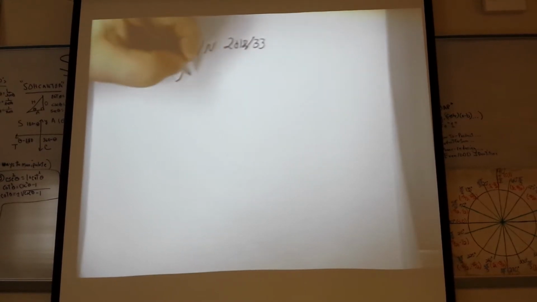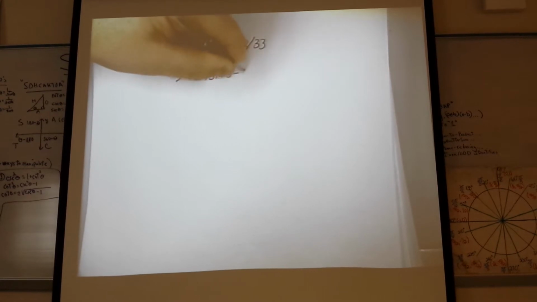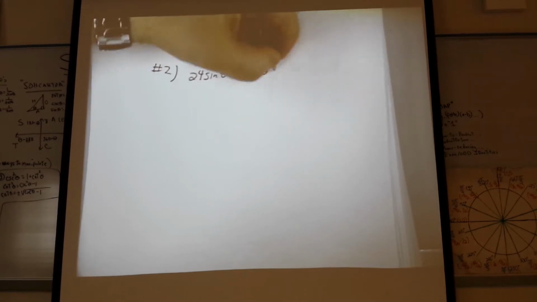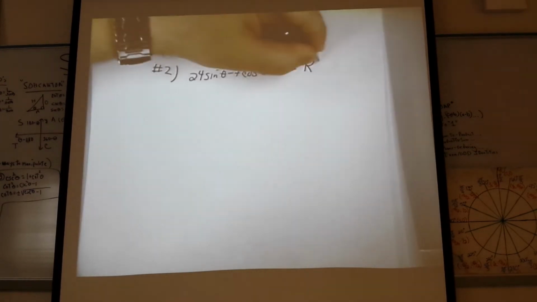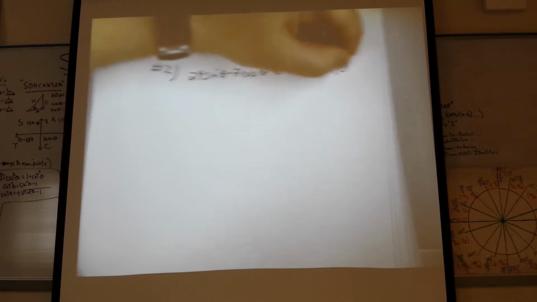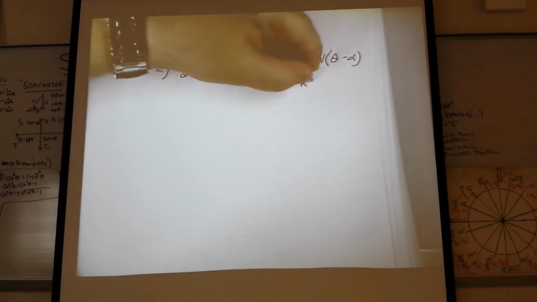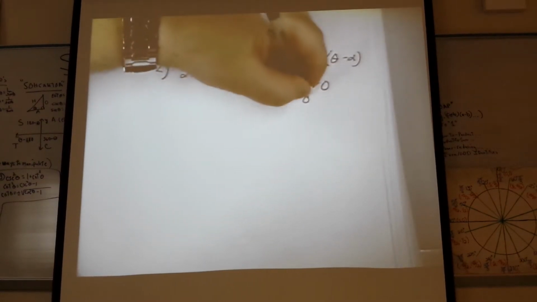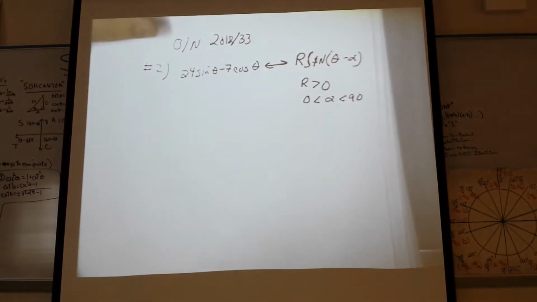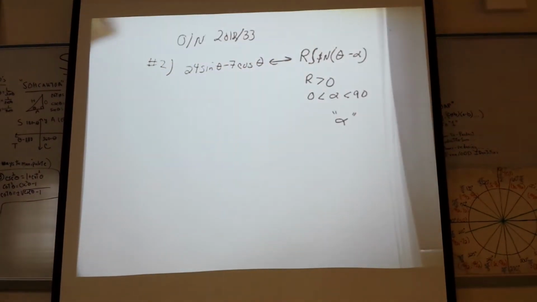So it gives you something like this. Okay. So 24 sine of theta minus 7 cos of theta. Right. It gives you something like this, and it wants it in the form of r sine here, and then it says theta minus alpha, or a minus b. And it says, hey, r is greater than 0, great. And then the angle exists between 0 and 90 for just alpha. Fantastic. Find alpha.